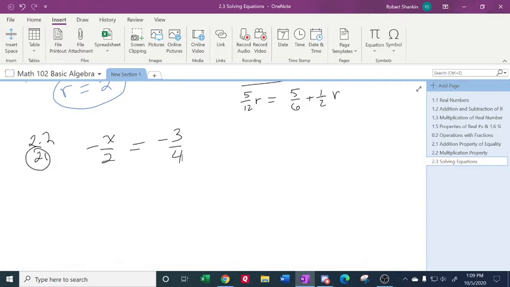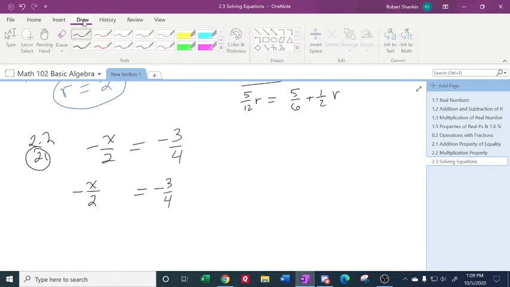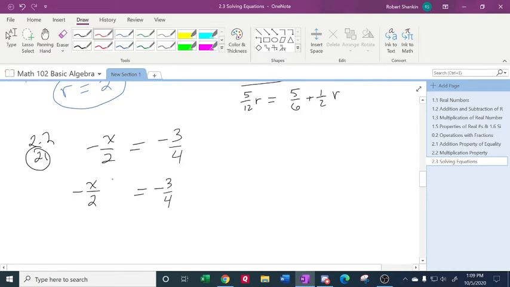Now, the procedure is I need to get this x all alone. So what do I have to get rid of to have x be all alone? I've got to get rid of the negative sign and the 2. Is there a way I could get rid of both in one step? The answer is yes. Multiply both sides by -2.